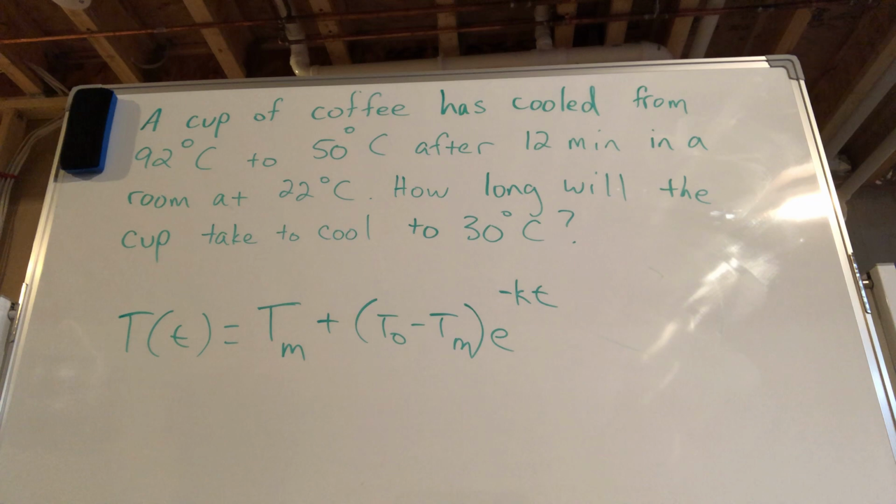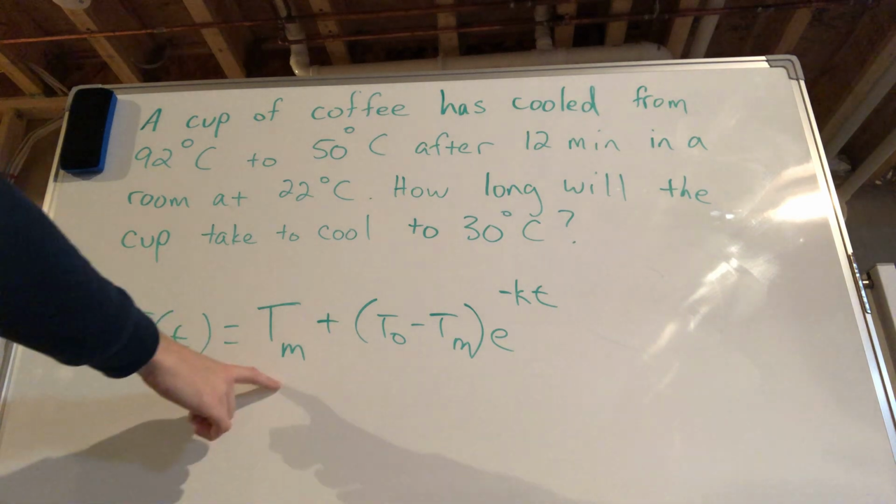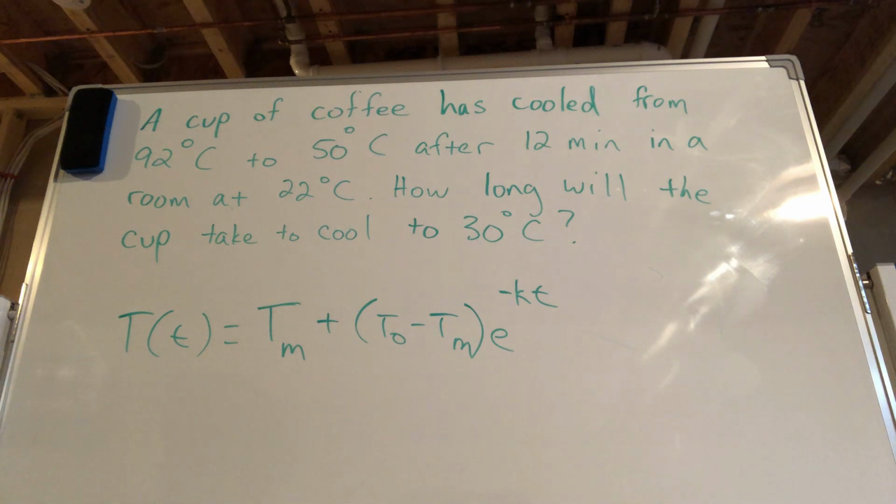So it says a cup of coffee has cooled from 92 degrees, and this is all in Celsius, to 50 degrees Celsius after 12 minutes in a room at 22 degrees Celsius. So that's going to be the temperature of your environment, or the temperature of the medium, T sub m. How long will the cup take to cool to 30 degrees Celsius?